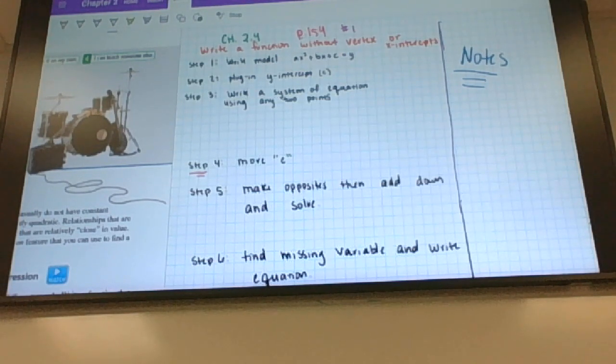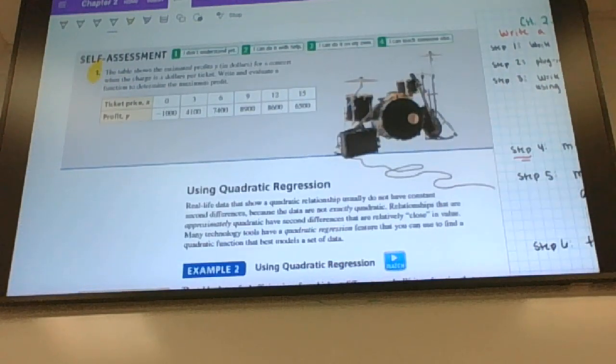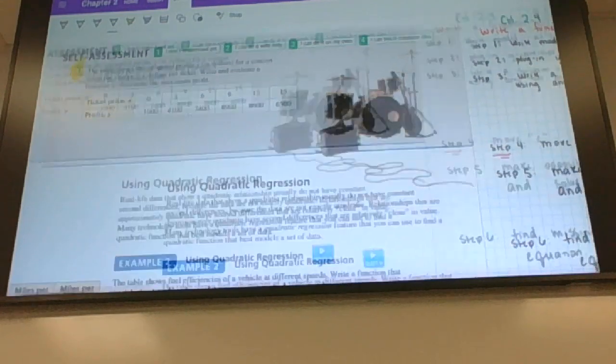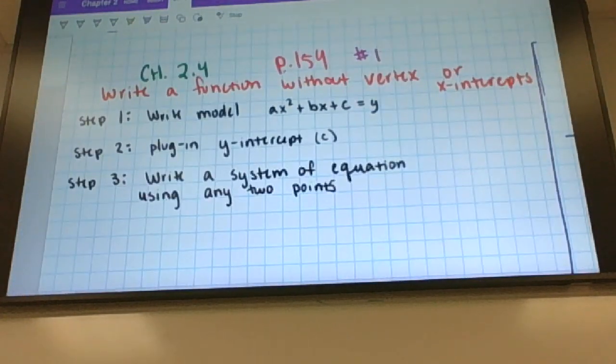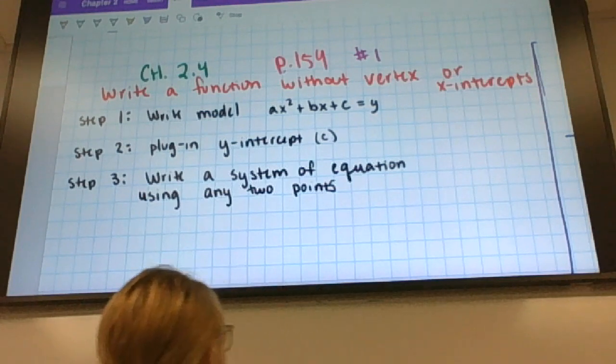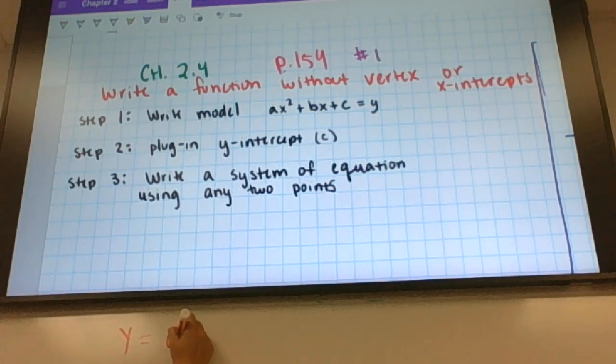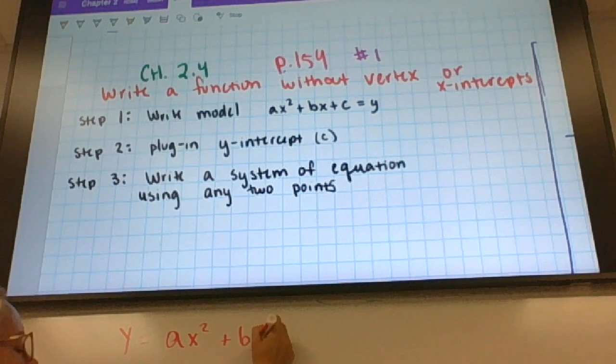Okay, here we go. So it says the table shows the estimated profits for a concert when the charge is X dollars per ticket. Write an evaluated function to determine the maximum profit. Profit and revenue often model quadratic data. So there's a lot of economics and business models where it's a parabola instead of just a straight line. Okay. So you start with writing down standard form ax squared plus bx plus c. You start by writing that step 1.